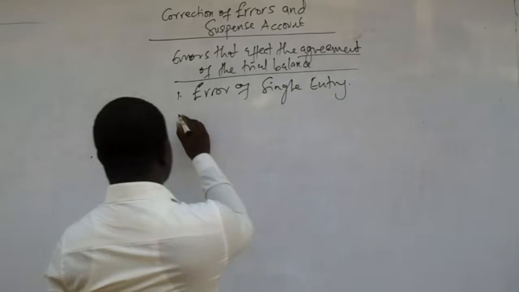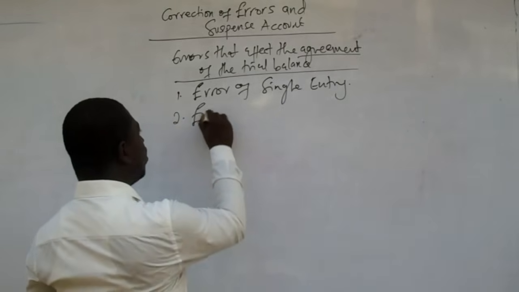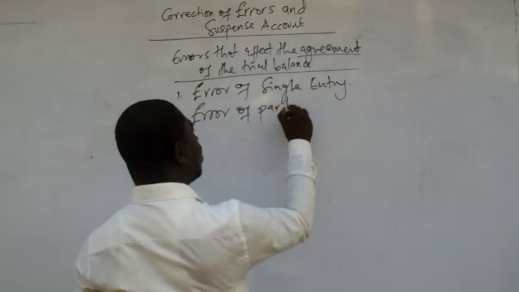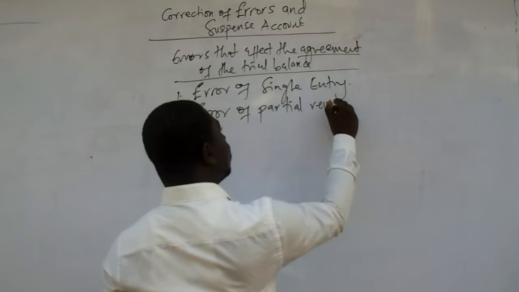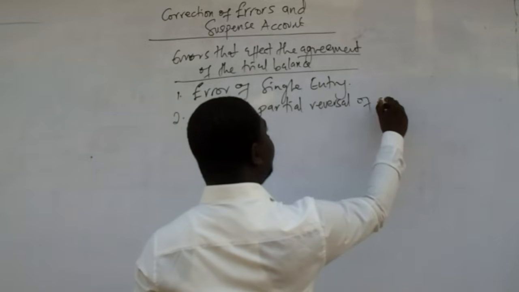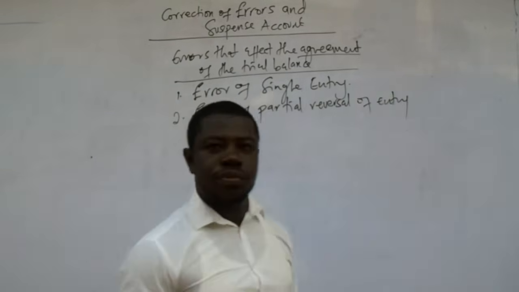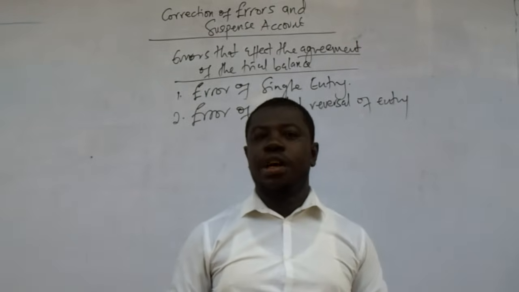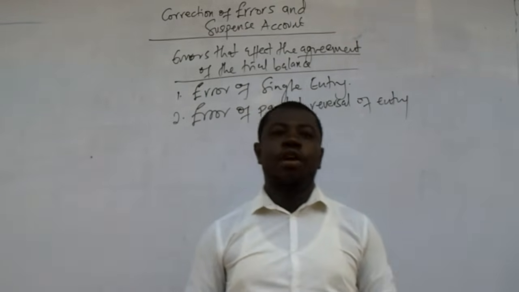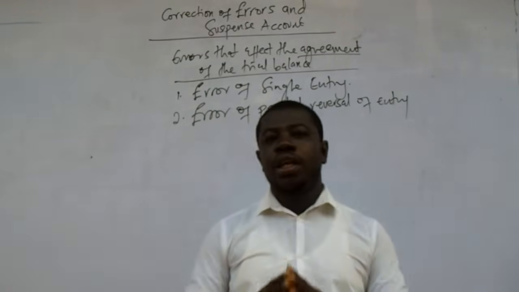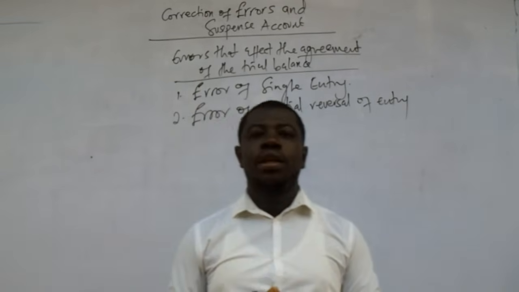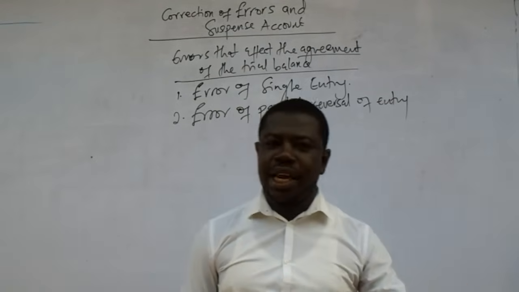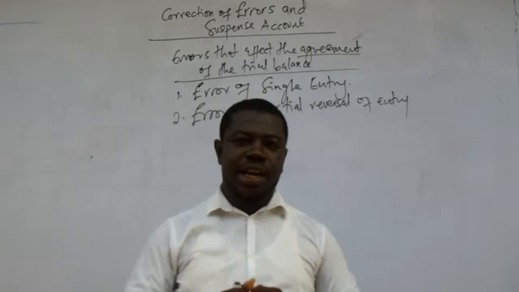All right. The second error that I want to introduce to you is error of partial reversal of entry. Partial reversal of entry. Now, with the error of partial reversal of entry, this is the meaning. We know that we are supposed to do double entry. We are supposed to debit an account and credit another account.